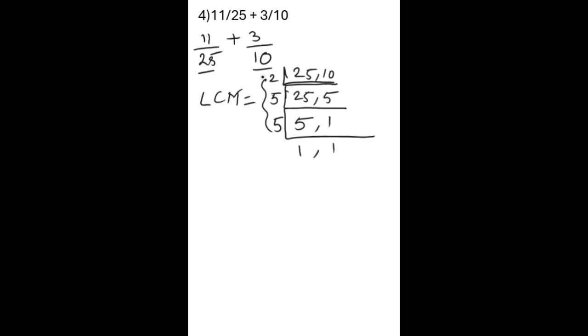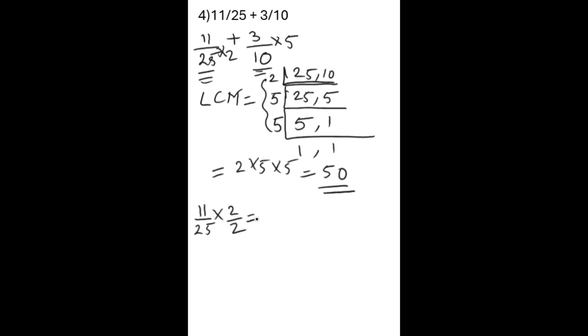Now we have to multiply these three numbers to find the LCM. So 2 multiplied by 5 multiplied by 5: 2 fives are 10, 5 tens are 50. So here the LCM will be 50. Now we have to make these two denominators 50. So to the first fraction we have to multiply by 2 and to the second fraction we have to multiply by 5.